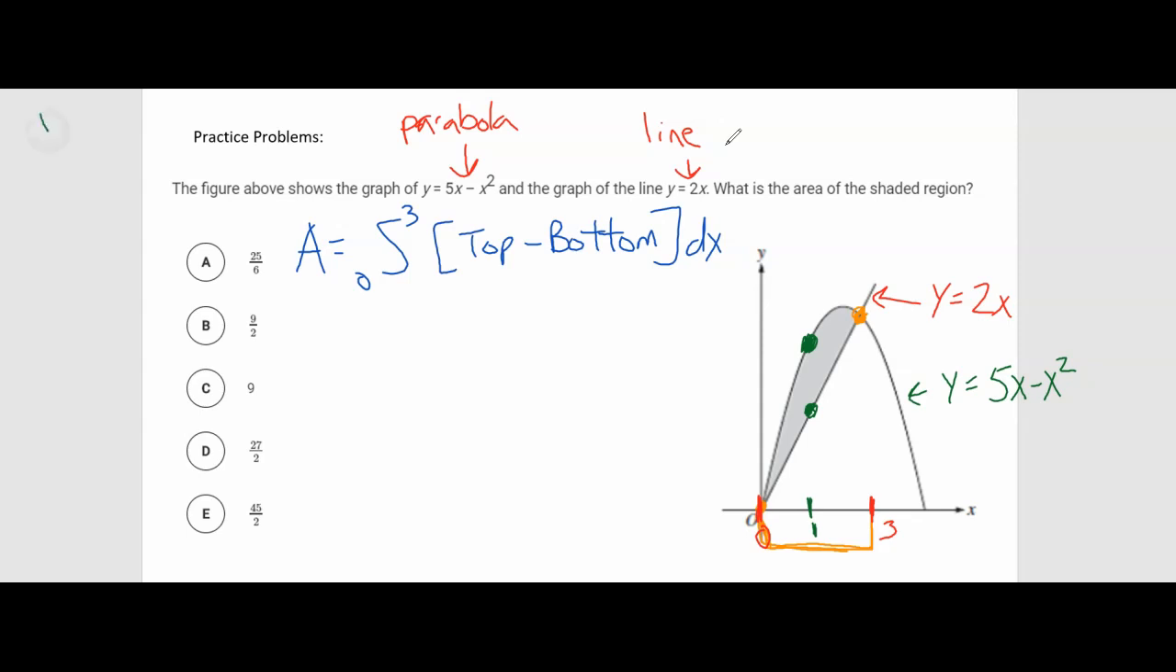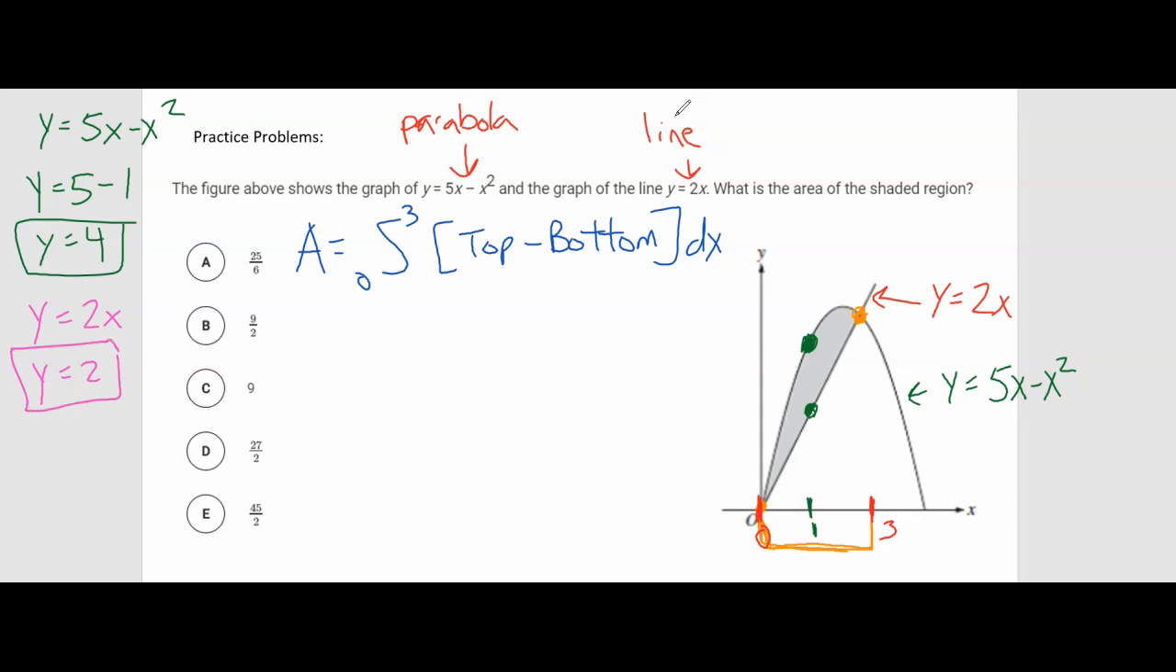So if I do the first function, y equals 5x minus x squared, and I substitute in 1, I get y is equal to 5 minus 1, y is equal to 4. If I look at my other function, y is equal to 2x, substitute in 1, I get y is equal to 2. So again, that's another way to tell that y equals 2x is going to be your bottom function. y equals 5x minus x squared will be your top. So let's make that substitution, then evaluate our integral.